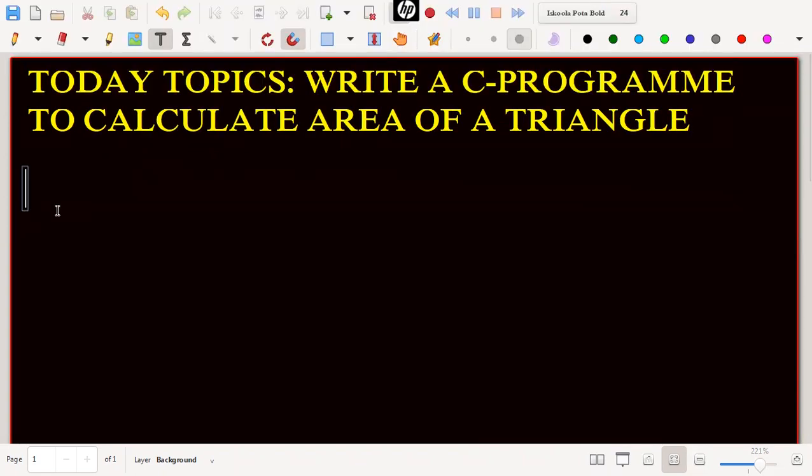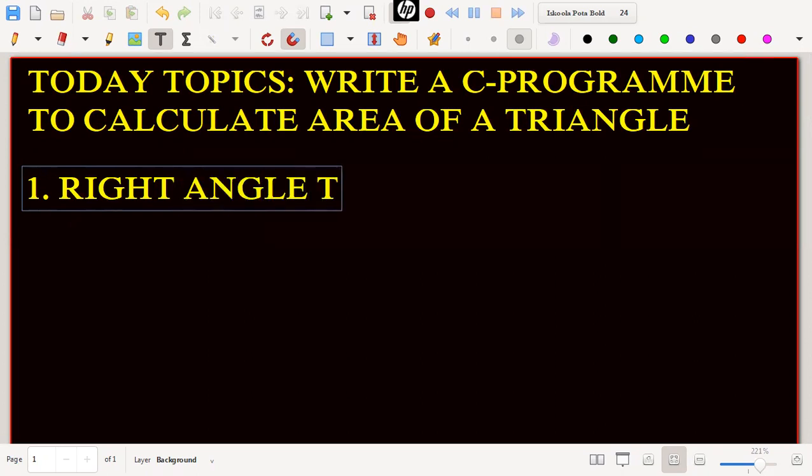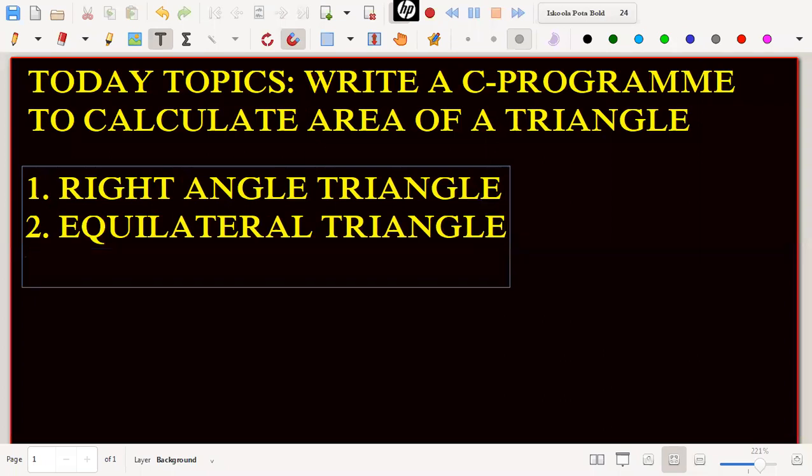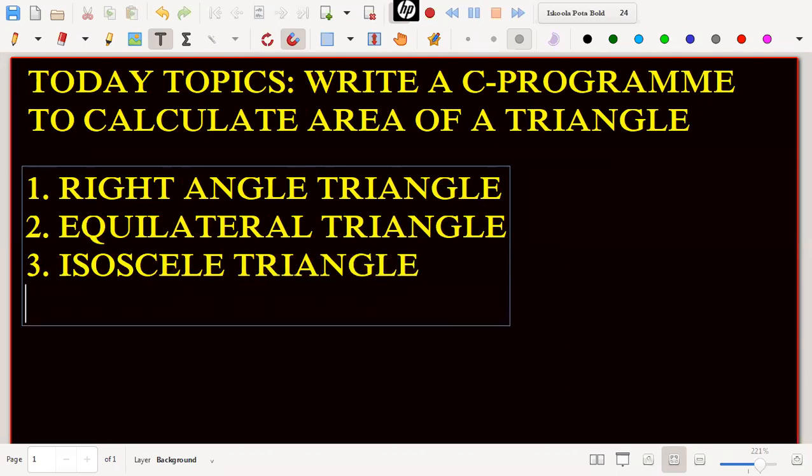So, what types of triangle? Number one, right angle triangle. Number two, equilateral triangle. Number three, isosceles triangle. Number four, obtuse triangle.